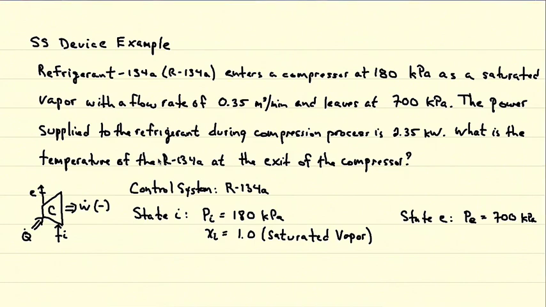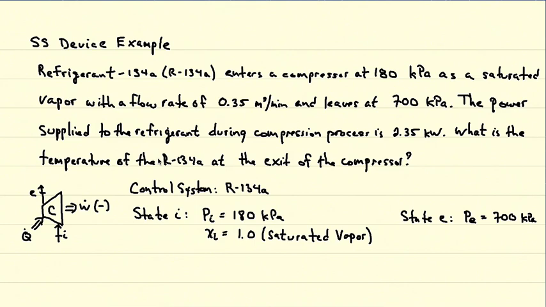State I is what we would call fixed. We have two independent properties at state I. State E is not fixed. We only have one independent property at state E, the exit pressure, so we need to know some other information about the process in order to determine state E.